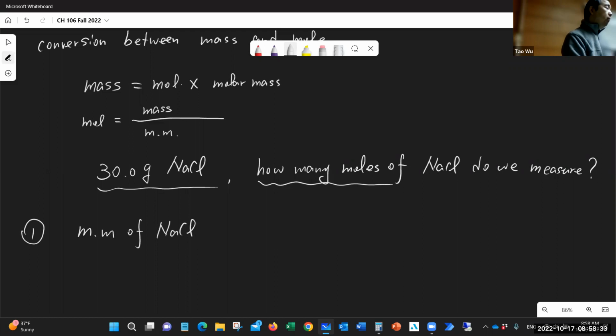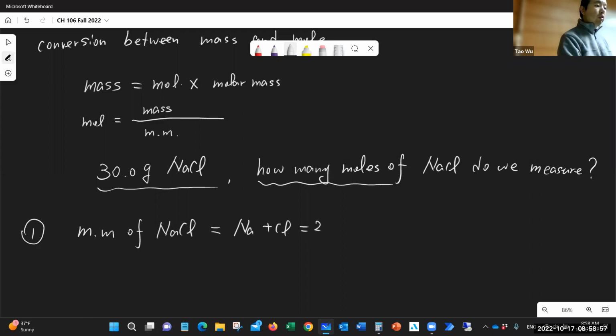And how do we find the molar mass of sodium chloride? You're going to look at your periodic table. Sodium chloride is made of one sodium atom and one chlorine atom. So you just write sodium plus chlorine, and you can figure out the molar mass for each of those atoms.